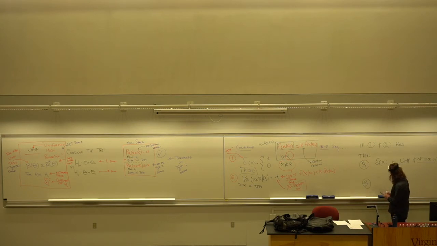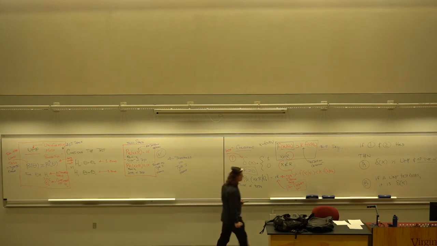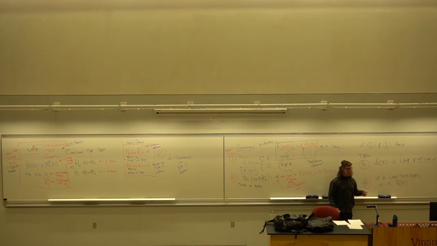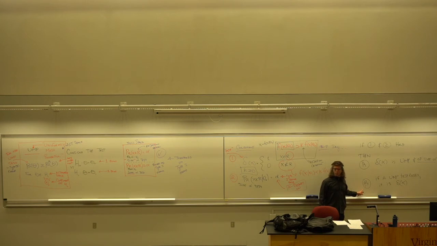Then I'm going to say if a UMP test exists, it is delta(x). It's this test. So what this part says is that there's no other test that does this. This is the only one. So this is the sufficient condition, and this is the necessary condition, if you want to think of it that way. So this is an if and only if statement. We're going to do this proof right now. We'll come back next time and do this one. They're basically the same proofs. So if you understand this one, you'll understand this.